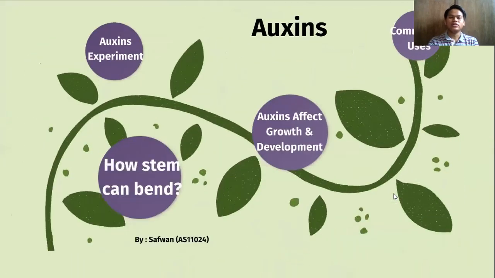So I think that is all from me. Auxins are really important for commercial uses, to improve commercial yields and to improve the growth of the plant. I think that's all from me.